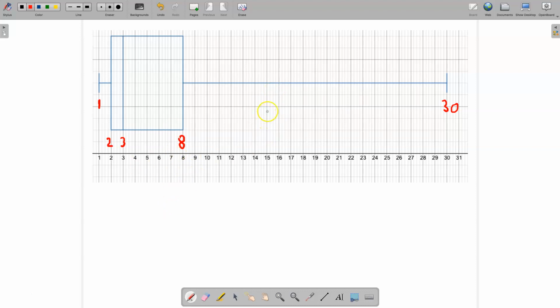So I need a rule as to where the outliers begin. And that rule is to find the interquartile range and multiply it by 1.5. And then we're going to add that on or take it away from each side of the quartile. So if I take my interquartile range, that's 8 take away 2, which is obviously 6. And if I times it by 1.5, I get 9.